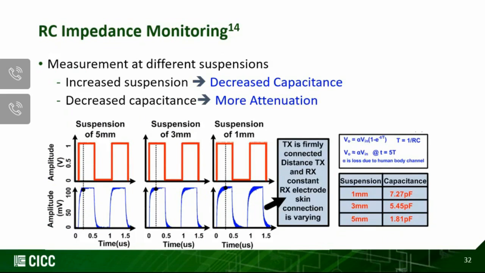This slide shows the result of the RC time constant based impedance monitoring. To simulate the skin electrode impedance variation, we inserted some pieces of paper between the electrode and skin. So the higher the skin electrode impedance, the smaller the capacitance, and as you can see, the smaller the capacitance, the faster the rise time. If you have only 1 millimeter suspension from the skin to the electrode, the capacitance is relatively higher, which results in a slower rise time. So they can roughly track the impedance situation on the RX side.